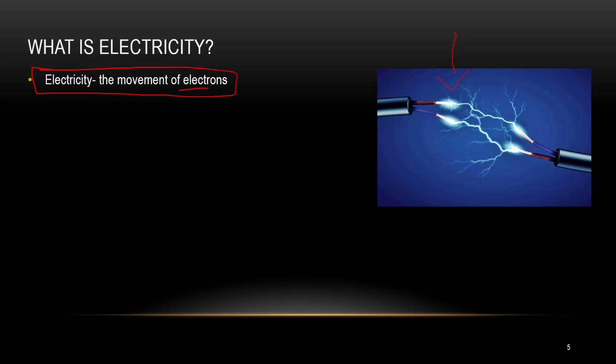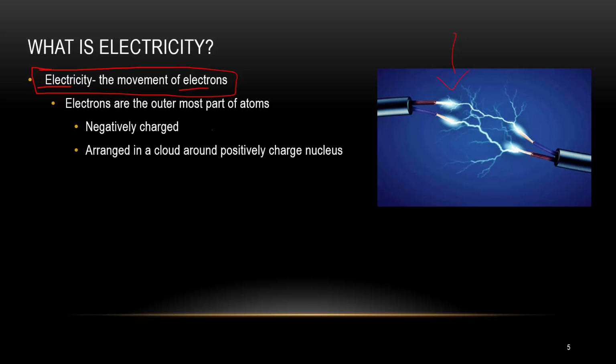Electrons has the same prefix as electricity, so it's the movement of electrons. Electrons are the outermost part of all of the atoms, as we showed you in that diagram earlier. They are negatively charged, and they are arranged in a cloud around a positively charged nucleus. And again, we're not going to get into the specifics of it because it's beyond the scope of our particular unit.